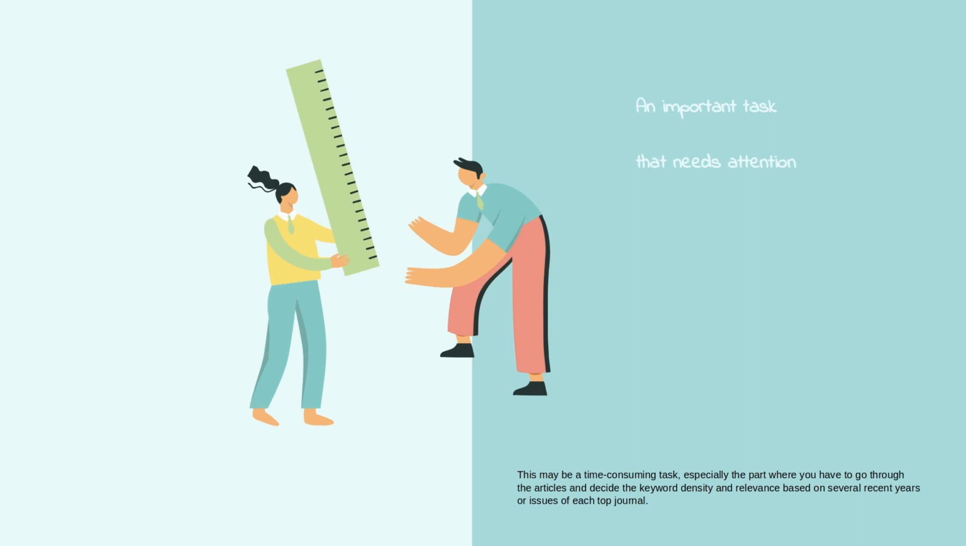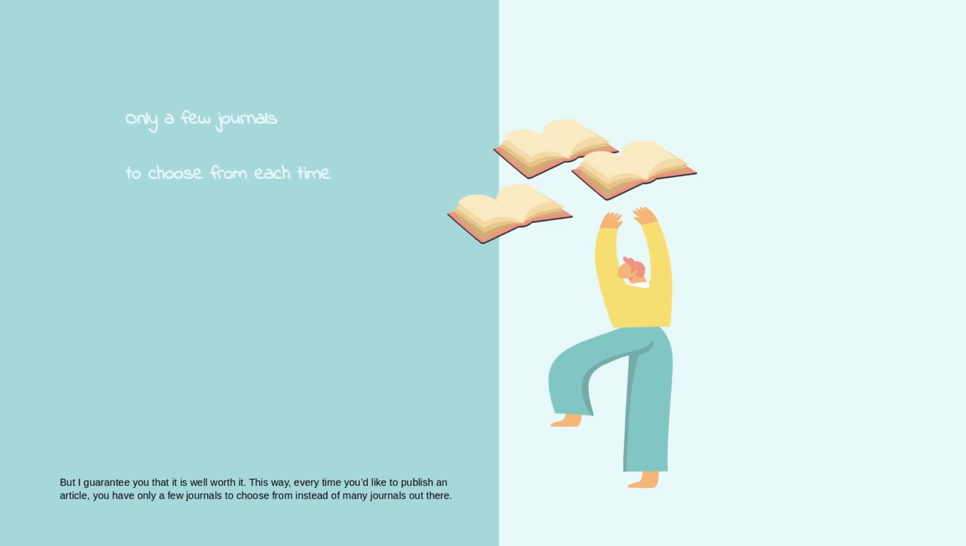This may be a time-consuming task, especially the part where you have to go through the articles and decide the keyword density and relevance based on several recent years or issues of each top journal. But I guarantee you that it is well worth it. This way, every time you'd like to publish an article, you have only a few journals to choose from instead of many journals out there.